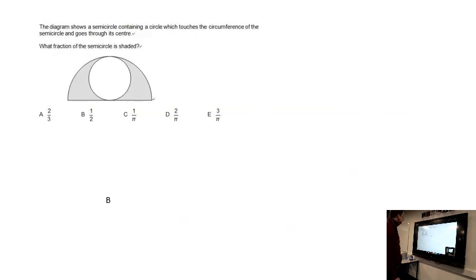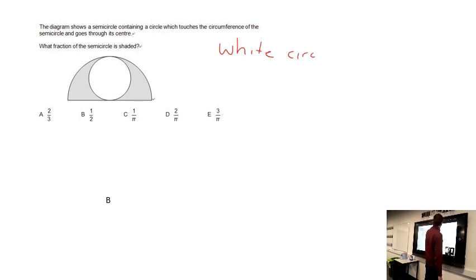Okay, so let's find the area of the white circle. This is equal to pi. I'm going to say the radius is equal to r. So it's going to be pi r squared. Now let's find the area of the grey semicircle.